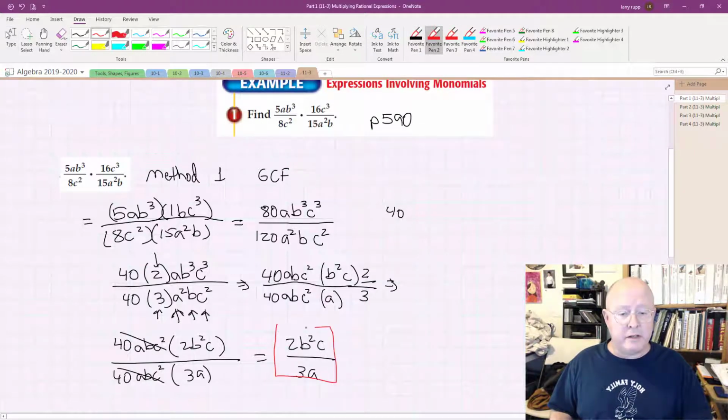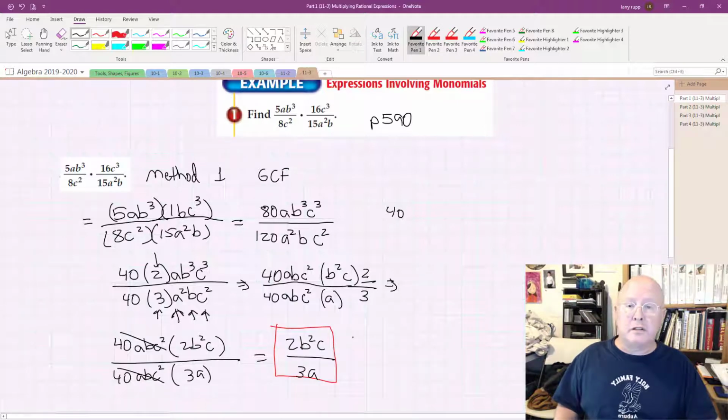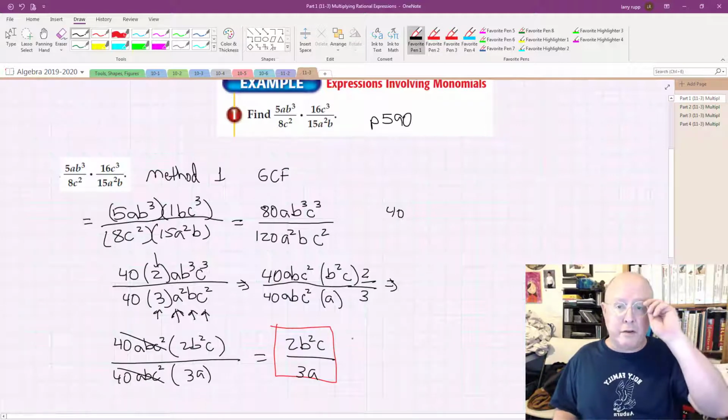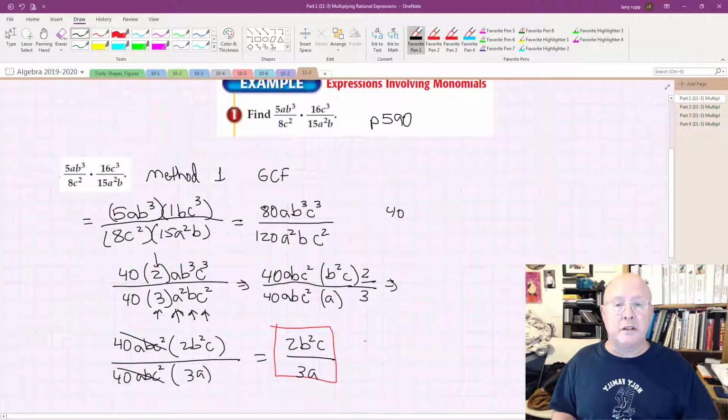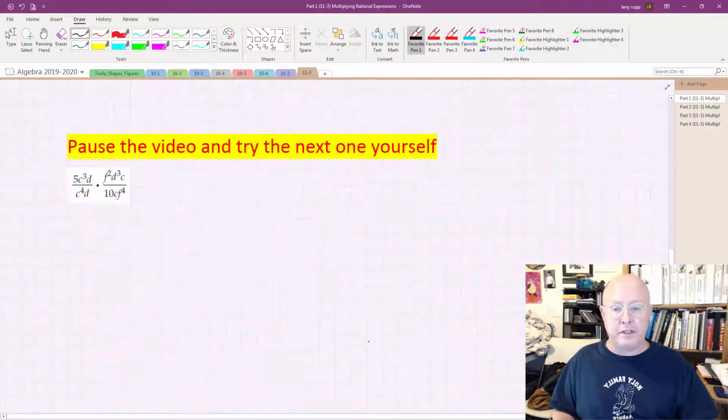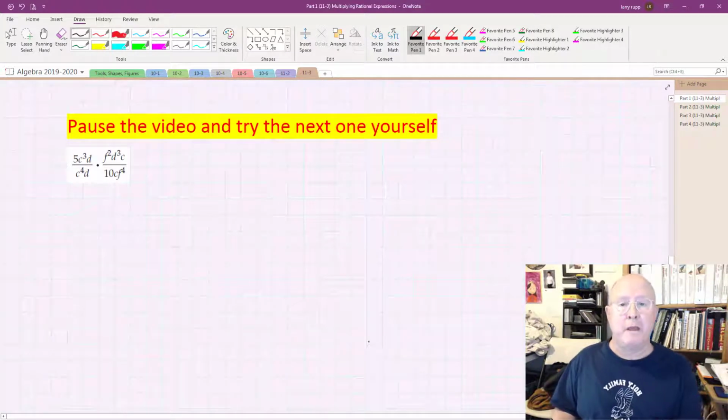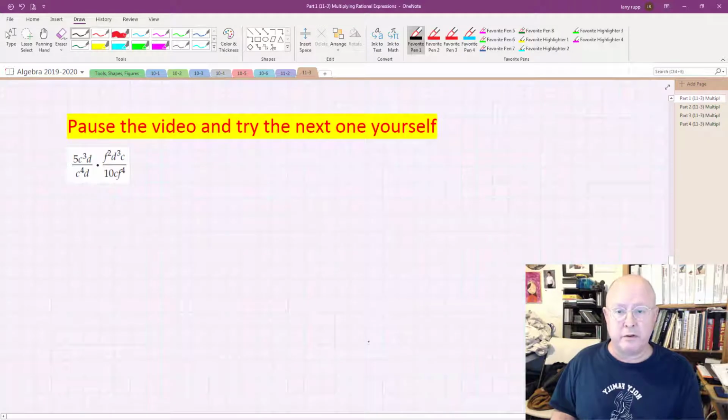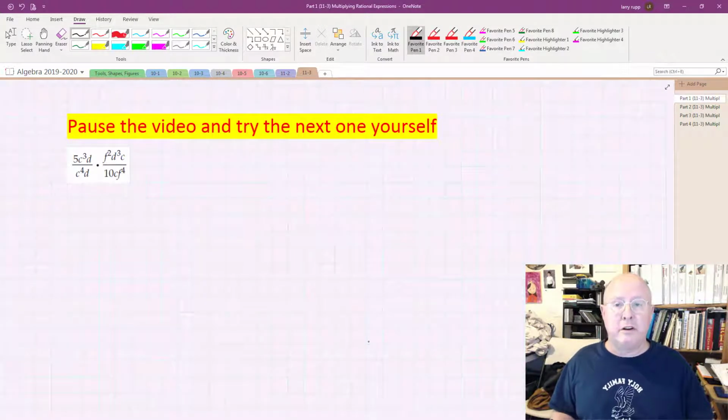Think of this as a big giant puzzle, and you're having to figure out what that commonality is in the middle of the puzzle. For this next one, pause the video and try this one on your own, however you want to do it, and then start it up and we'll keep going.